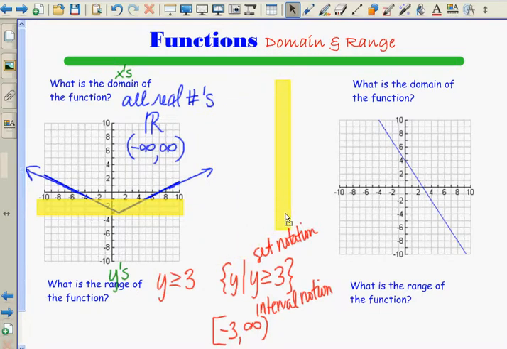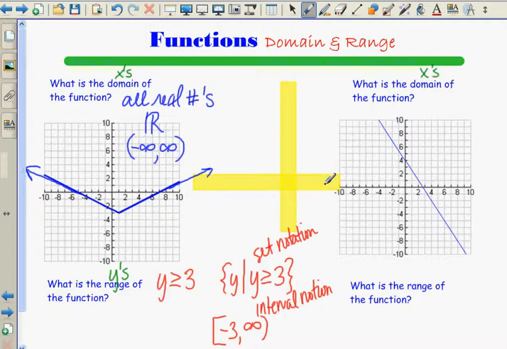Let's do another one. I know this is a little weird. I'm going to take my little bars over. Okay, so let's start with domain. That's the x's here on this linear. Remember, the x-axis goes right and left. So I'm just going to follow along on my x-axis.